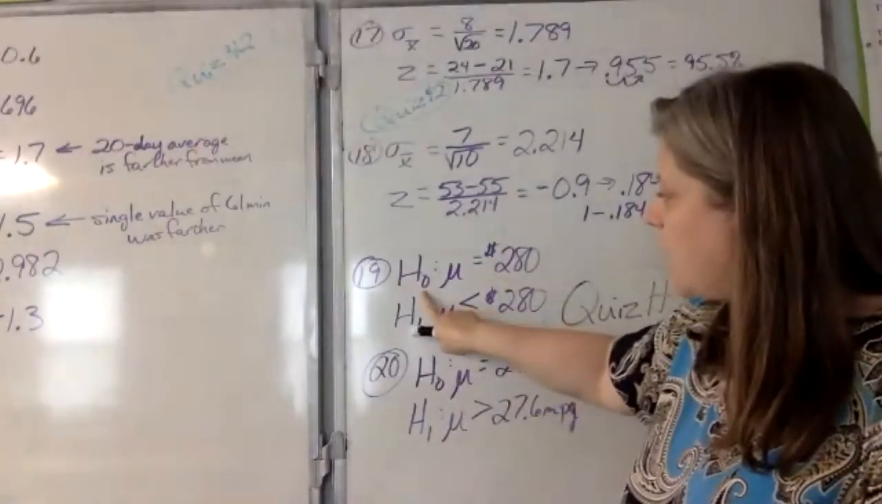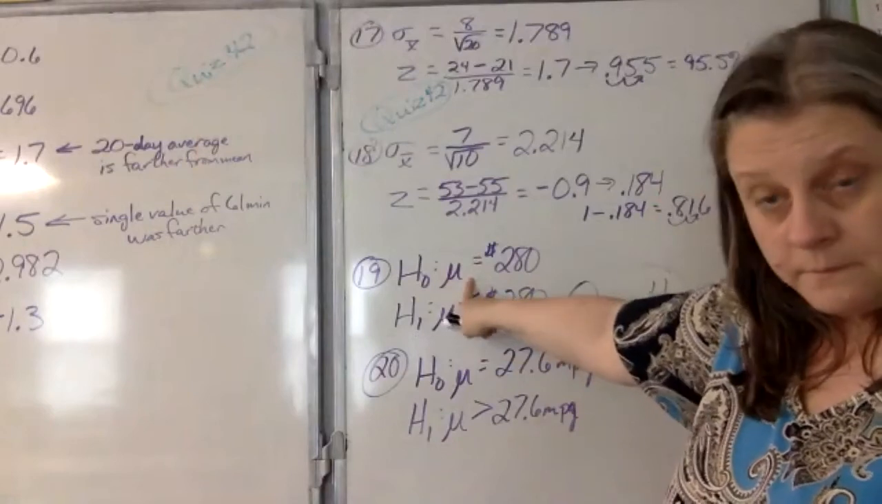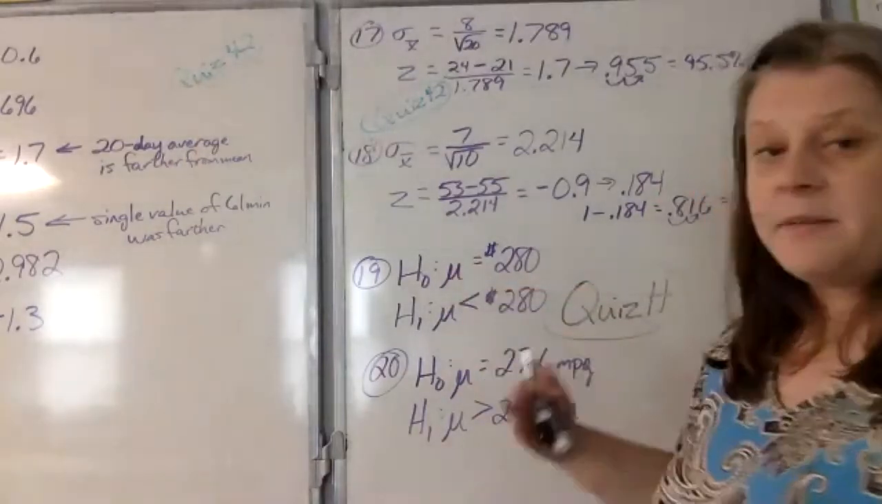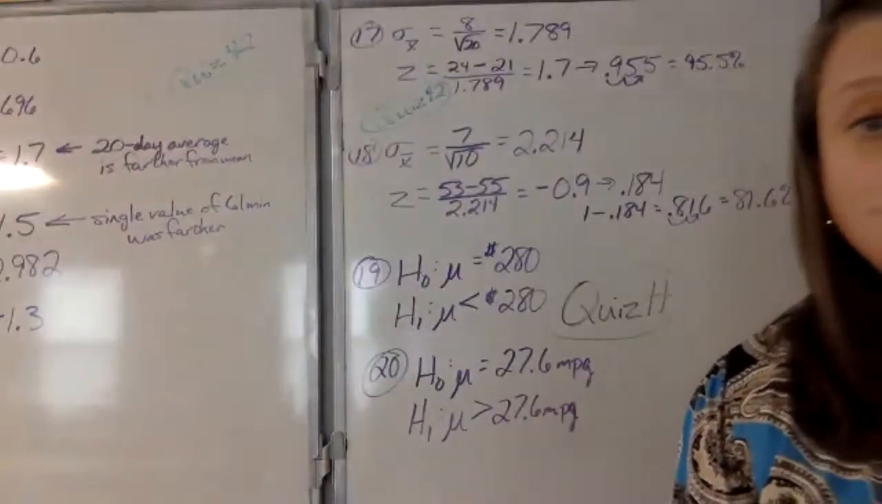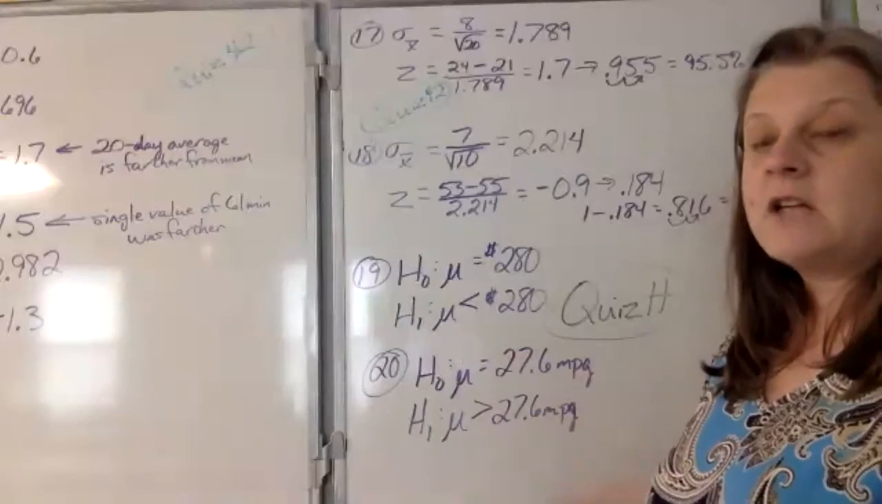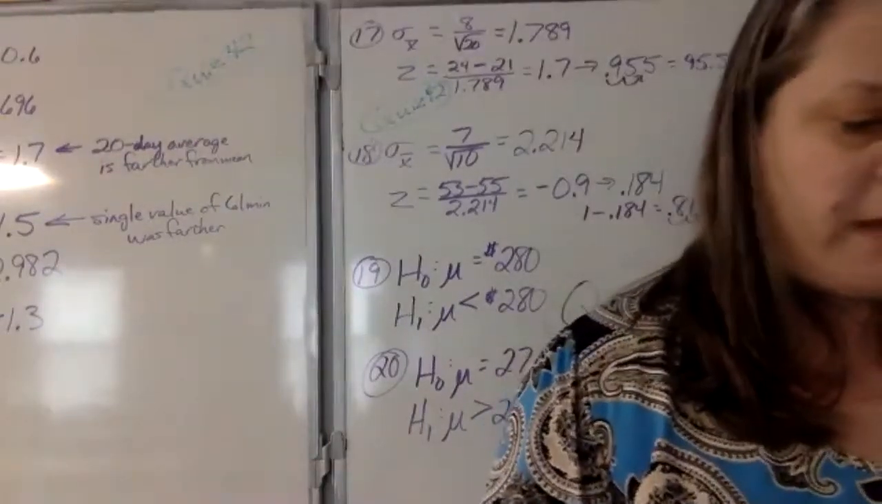Remember, your null hypothesis should always have what kind of sign? Equal. And then you just got to pay attention. If it talks about lower, it's got to be less than. If it talks about higher, it's got to have a greater than for your alternative hypothesis.